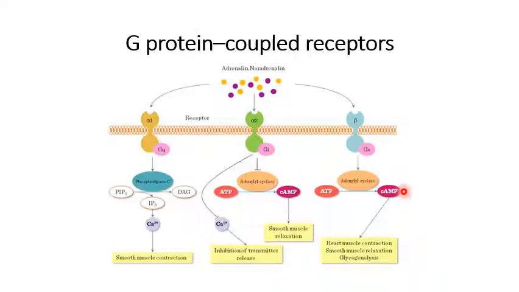Activation of adenylate cyclase will cause, if the receptor is within cardiac muscle, an increase in cardiac muscle contraction, and if it is within smooth muscle, a smooth muscle relaxation, and if it is within the cells responsible for glycogenolysis, this will cause increasing glycogenolysis and therefore increasing glucose synthesis by the action of normally beta 2 receptors.